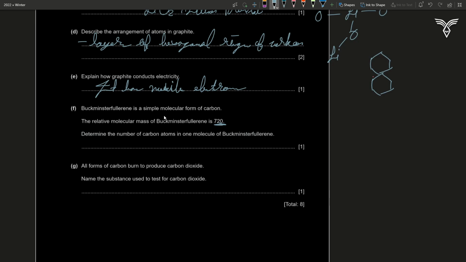طيب احنا عارفين ان Buckminster fullerene زي ما هو قال لنا is a simple molecular form of carbon. يعني it's made of all carbon والrelative molecular mass بتاعها 720. فأنا لو التوتال molecular mass عندي 720 وأنا عندي only carbon، يعني only one type of atom، فأنا هعمل divide للtotal molecular mass by the individual molecular mass of carbon which is 12. ف 720 over 12 is equal to 60. فأنا كده عندي فيها 60 carbons. And that should be it.